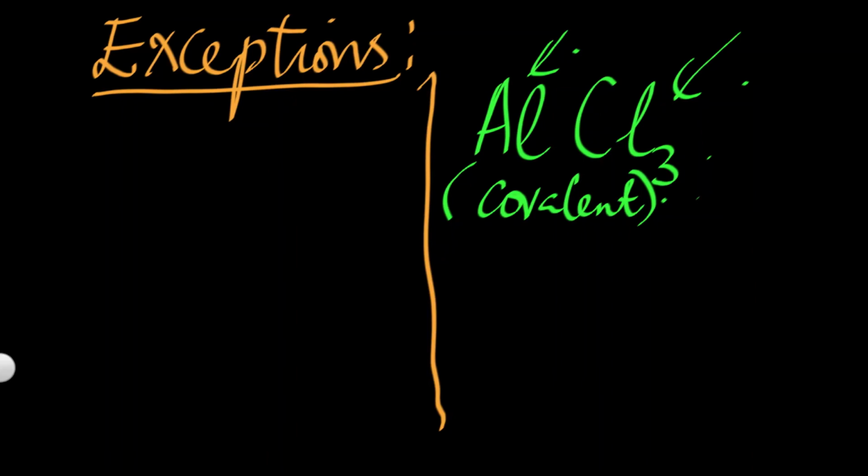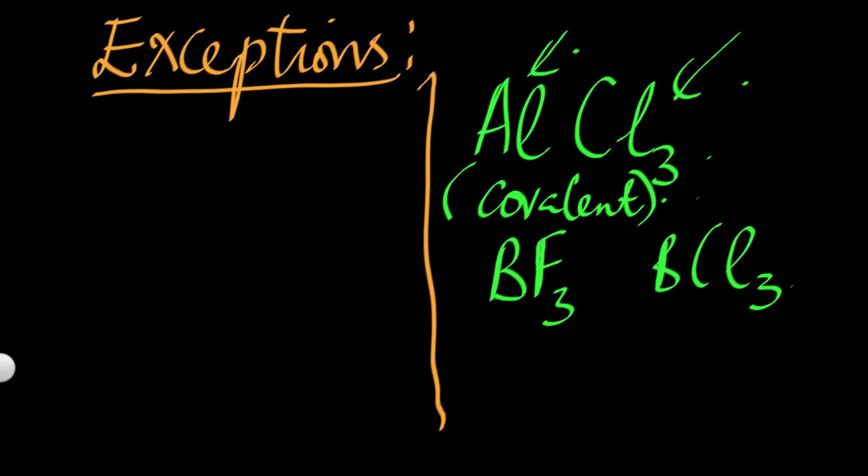We also have BF3 and even BCl3. Boron, we call this boron trifluoride. It's quite interesting that for aluminium, we just say aluminium chloride, but for BF3, we say boron trifluoride. This is covalent, even though boron is a metal and fluorine is a non-metal. This is not an ionic compound, it's actually a covalent compound.